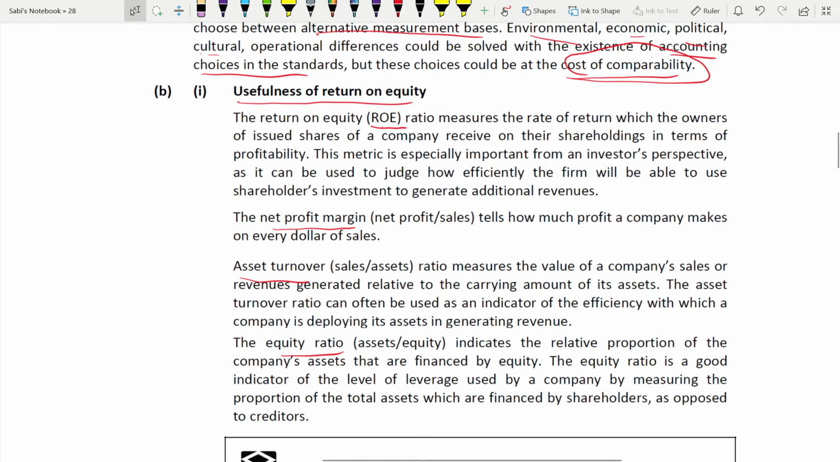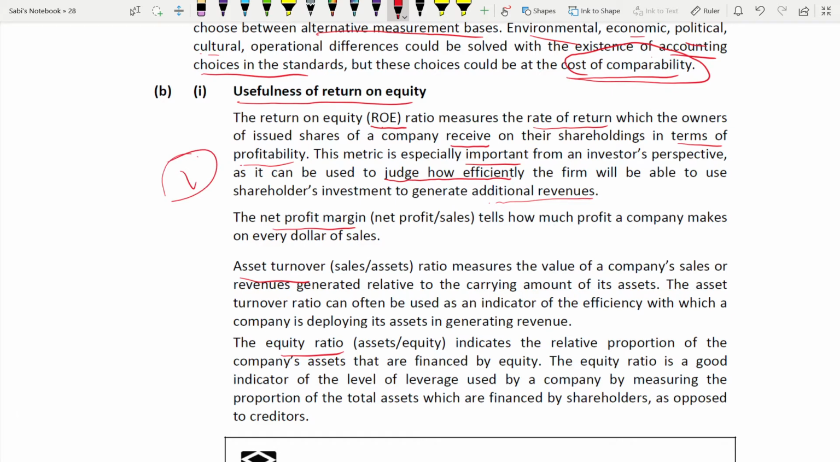So let us start with the first paragraph, which talks about the usefulness of return on equity. This measures the rate of return which the owners of issued shares of a company receive. What is their return on the shareholdings in terms of profitability? Okay, so this is just a definition of return on equity. Second, this metric is especially important from an investor's perspective. Why? As it can be used to judge how efficiently the firm will be able to use the shareholders' investments to generate additional revenues. So, 1 point you will get there.